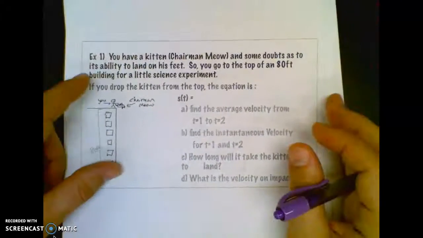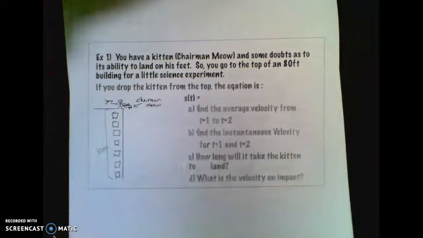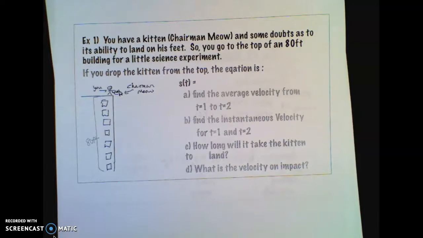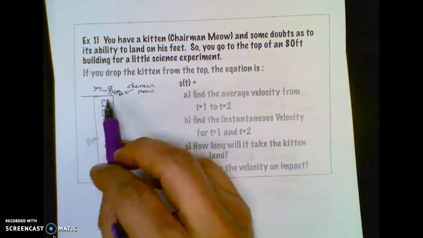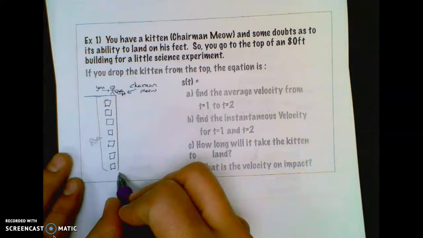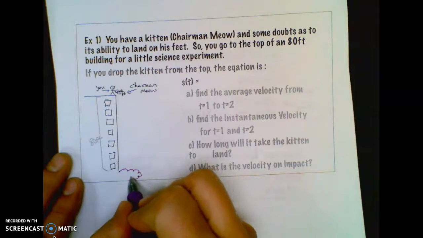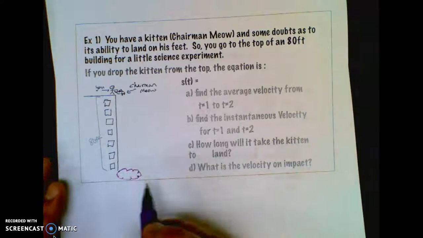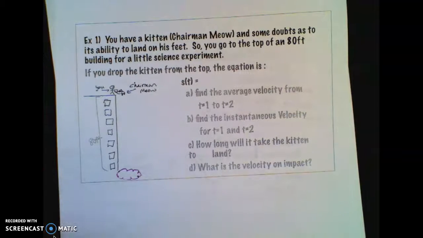All right, so you have a kitten named Chairman Meow, which is an awesome cat name. And you have some doubts as to its ability to land on its feet. So, they always say cats land on their feet. So you go to the top of an 80-foot building for a little science experiment. Now, you would never do this, but there's Chairman Meow, and this person's dropping him upside down. We're going to make a nice little cushion to land on. You want to see if he turns around by the time he gets to 80 feet and lands on this fluffy pillow.